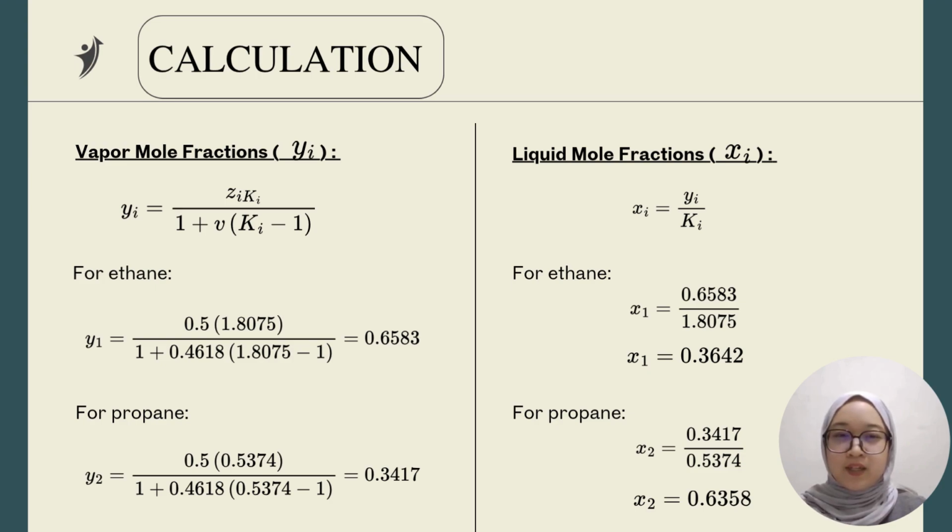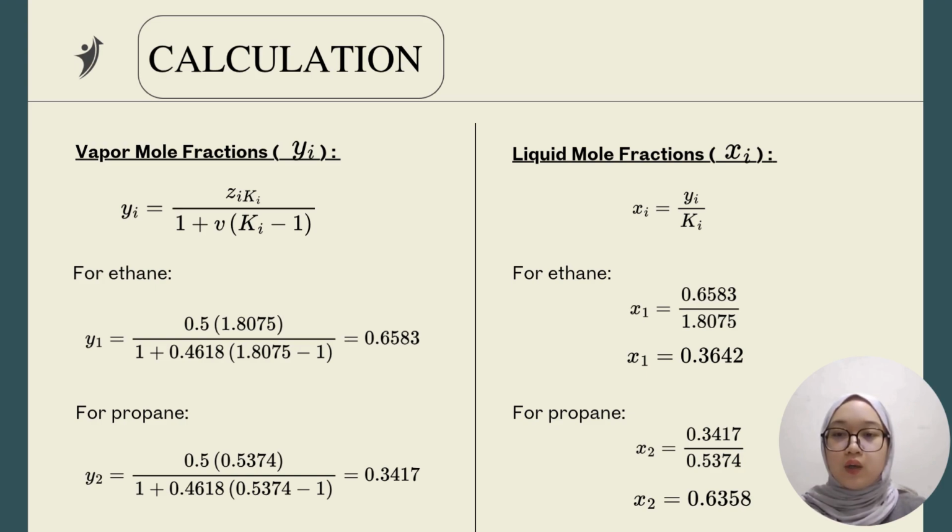This slide presents the calculation of the vapor and liquid mole fractions using the flash calculation method. First, the vapor mole fractions were calculated using the vapor composition equation derived from the Rachford-Rice flash calculation. For ethane, the calculated vapor mole fraction is 0.6583, while for propane, it is 0.3417. Next, the liquid mole fractions were determined using the phase equilibrium relationship. The calculated liquid mole fractions are 0.3642 for ethane and 0.6358 for propane.